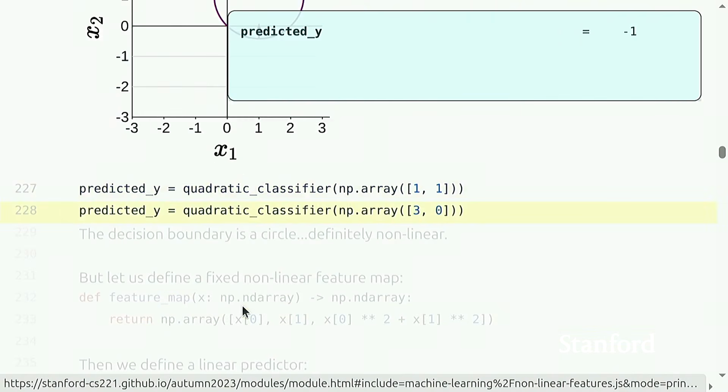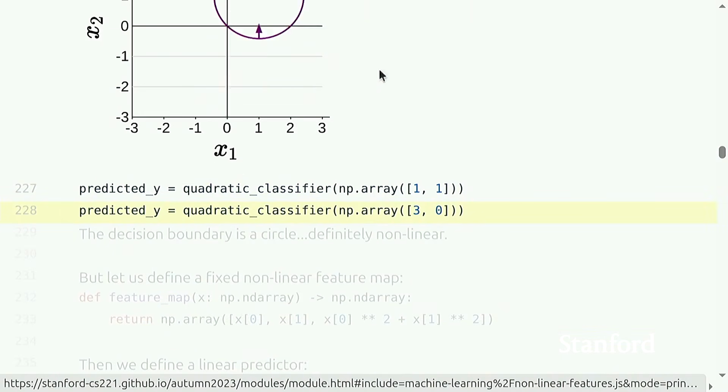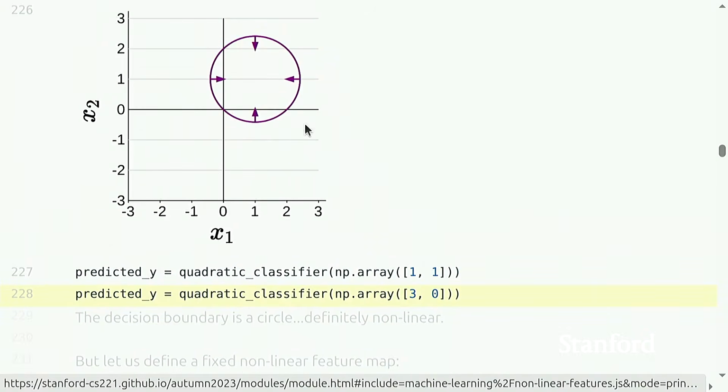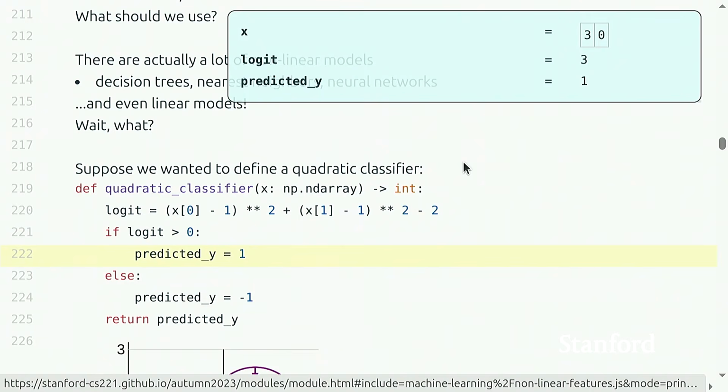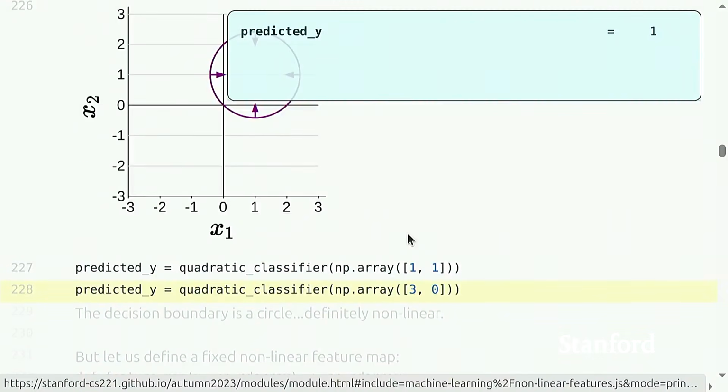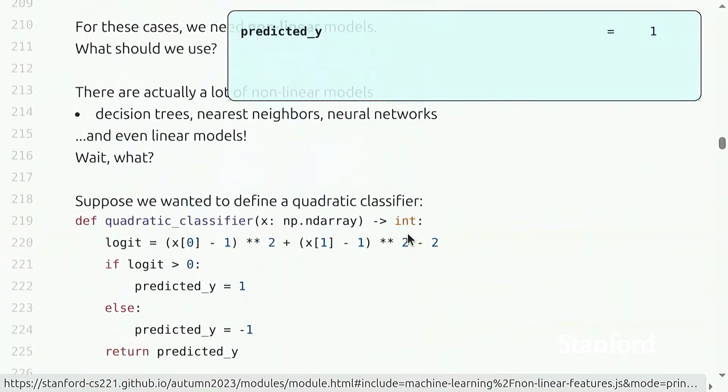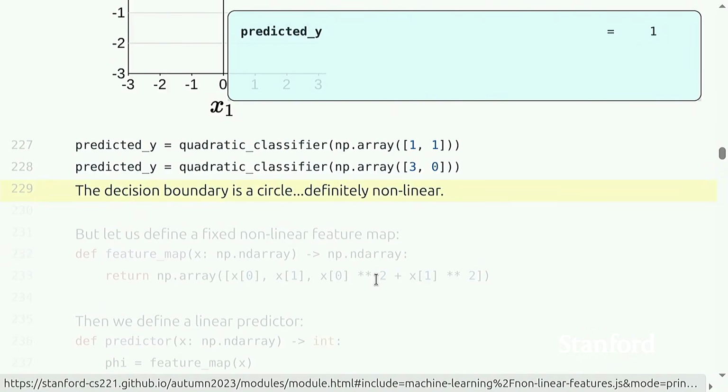So if you put in (3, 0), so (3, 0) is here, so that's outside the circle. What happens if I have (3, 0)? That's 3 minus 1 squared, which is 4, plus 0 minus 1 squared, which is 1, so 5, minus 2 is 3. So I get 3, and that's going to be a positive prediction. Okay, so does everyone understand what this quadratic classifier is doing? So now, clearly this is not a linear function.